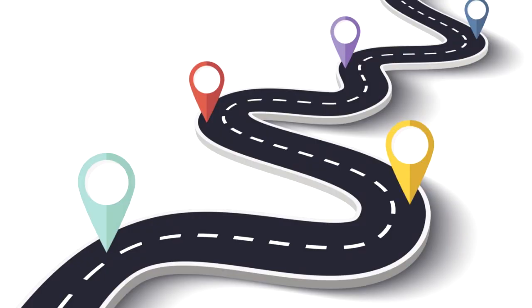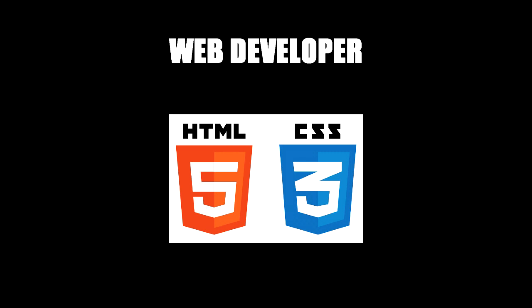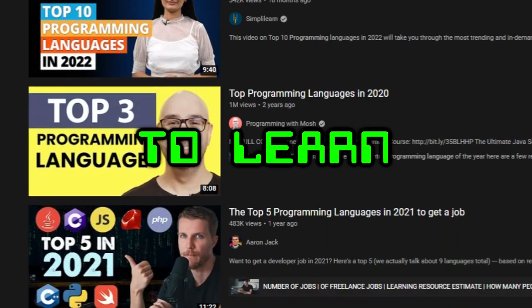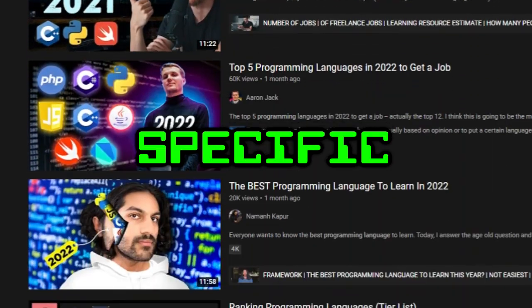almost like a roadmap. So for example, if you want to be a web developer, then you learn the languages that you need to become a web developer. If you want to be an Android developer, then you learn the languages you need to become an Android developer. So I'm going to be telling you guys exactly that. These are the best programming languages to learn for that specific roadmap.